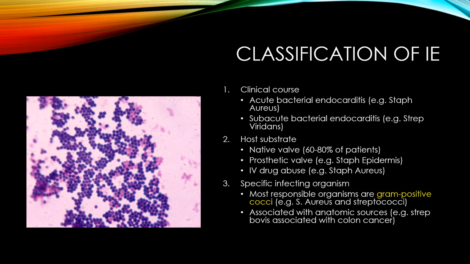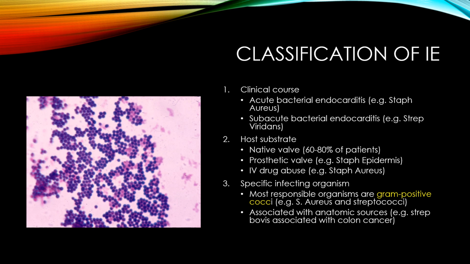The prosthetic valve is most commonly associated with infections of Staph epidermidis, and often results from the fact that the valve placement has caused disruption of the endothelial surface that has been maintained and makes it a higher risk for patients to come down with infective endocarditis.